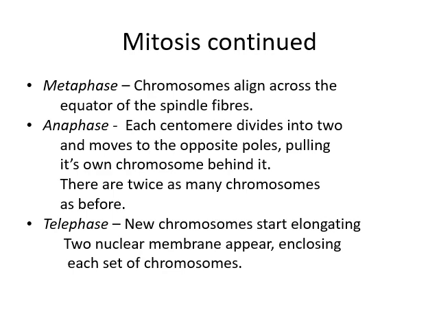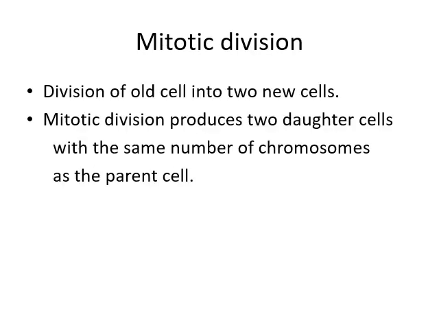A cell is in the interphase for its longest time before it decides to divide. So mitotic division is the division of old cells into two new cells, which then produces two daughter cells with the same number of chromosomes as the parent cell. And all the information in those cells must be the same as the parent cell. The DNA is carried along continuously.